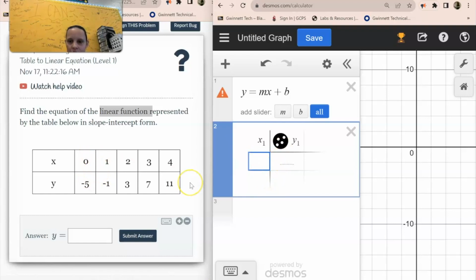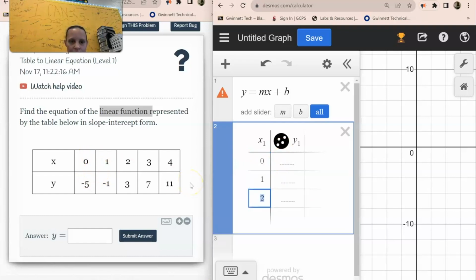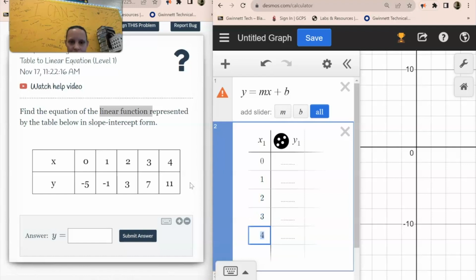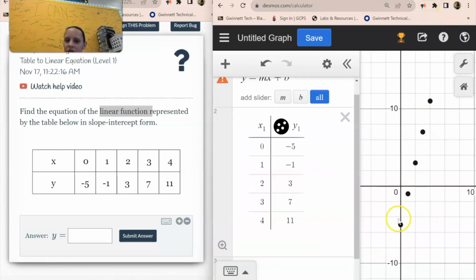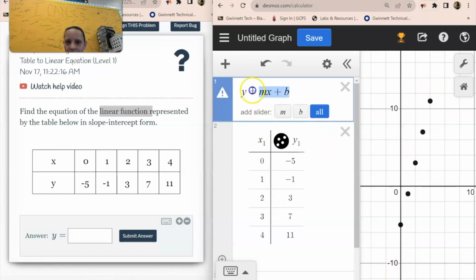Plug in these numbers. So 0, enter, 1, enter, 2, enter, 3, enter, 4. Come back here. -5, enter, -1, enter, 3, enter, 7, enter, 11. All right, so here's the table, and you can see here's my linear function, right? So I just need to somehow get this line to connect. Well, to get that line to connect, you come back to this.